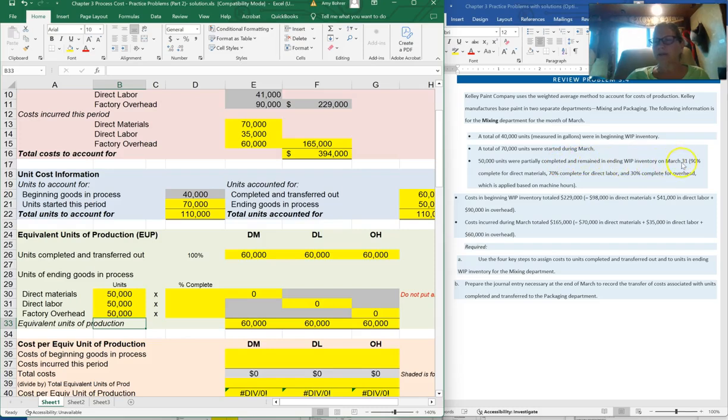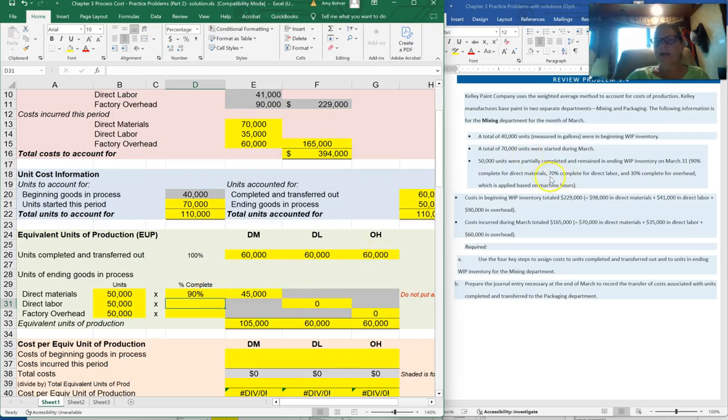So if we come back over here to the problem, it said 50,000 units were partially completed and remained in ending work in process. 90% were completed for direct materials. So 90% of the 50,000 were completed for direct materials. And I've already got a formula in here to take it. All it's doing is taking the 50,000 units and multiplying it times 90%. So we got 45,000 equivalent units for direct material.